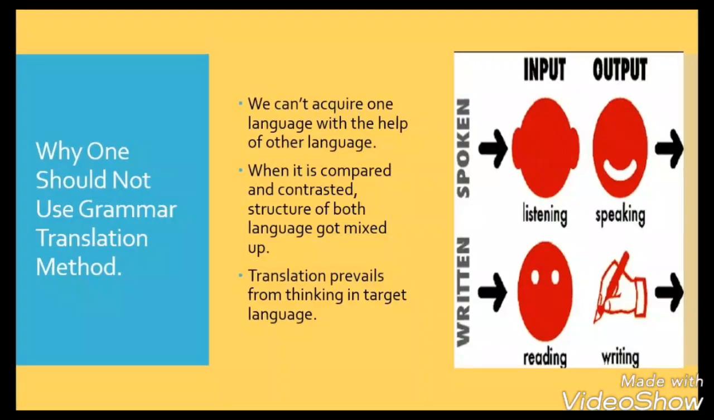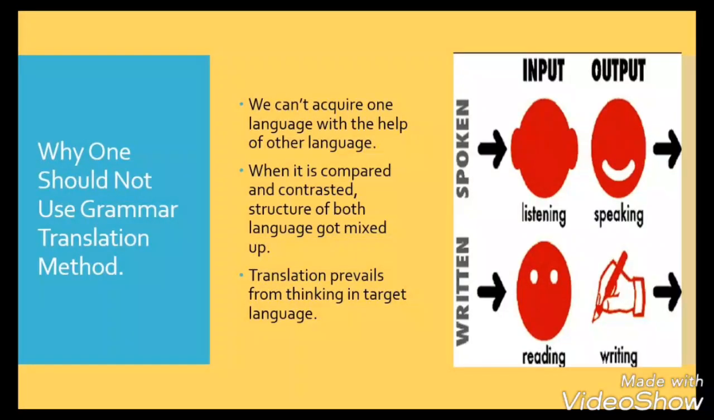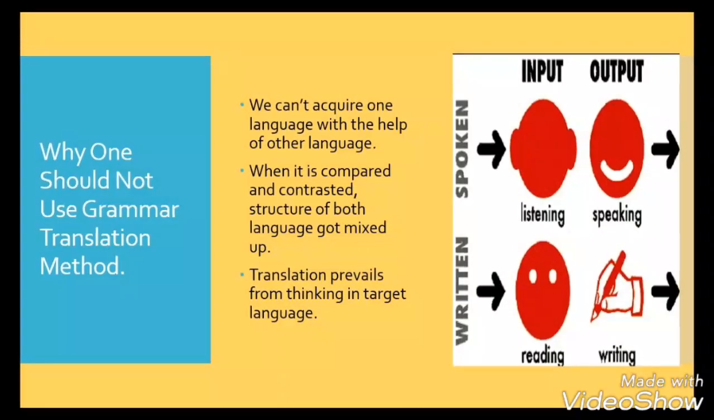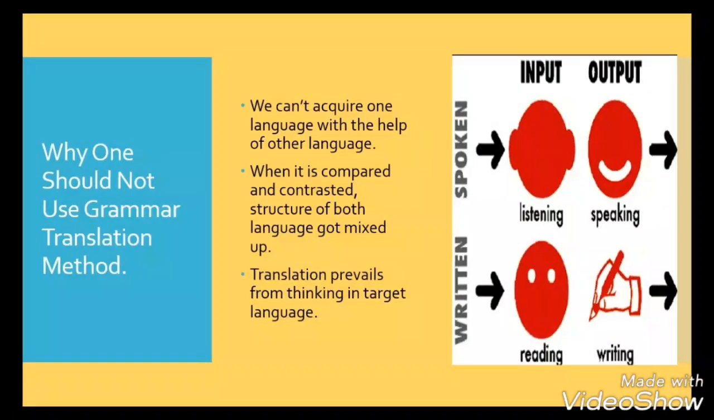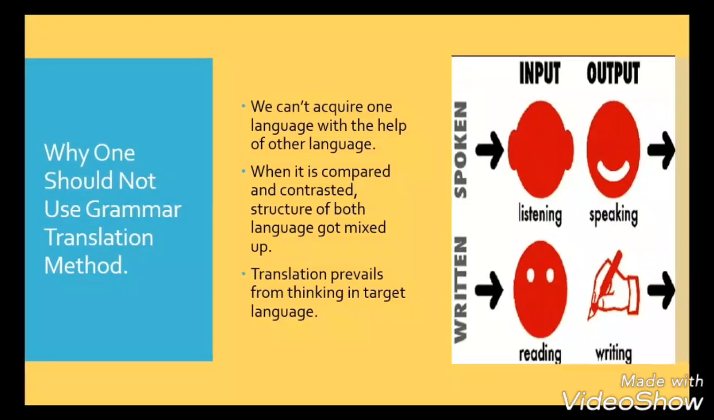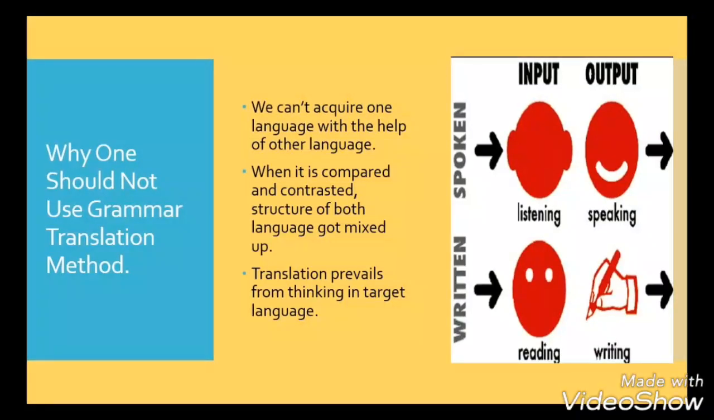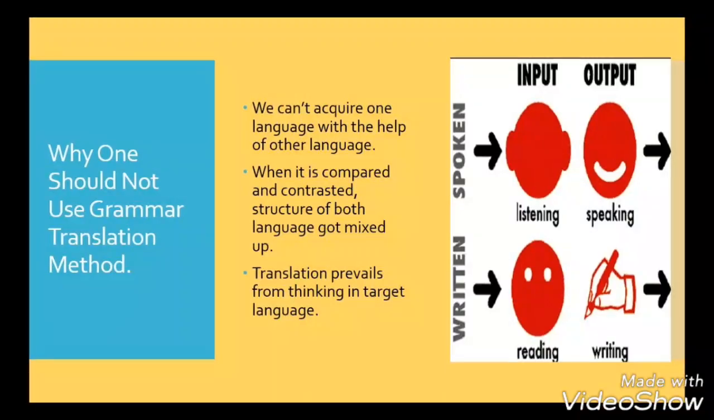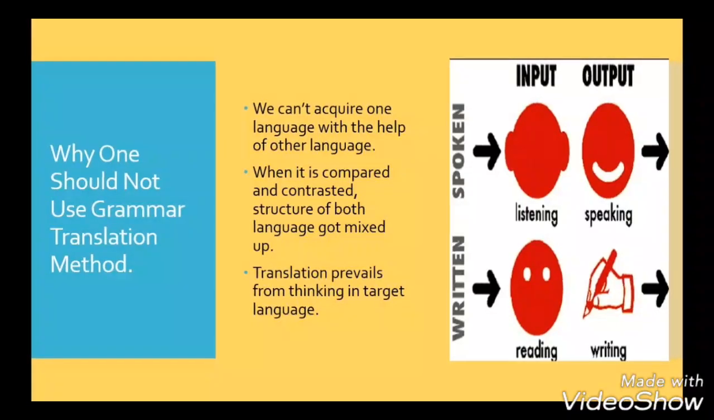Then when the two are compared and contrasted, the structures of both languages get mixed. I thought that the structure of Gujarati and the structure of English are both different. So when we translate, both get mixed and we get more confused than we understand. And translation prevents thinking in the target language. When we translate, we first think in Gujarati, then translate it into English. So we are not thinking in English, right? So it prevents us from acquiring the language.